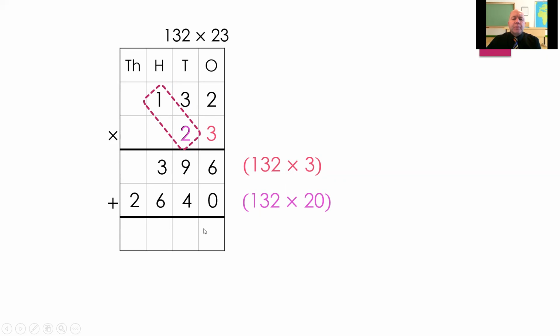2 lots of 1 is 2. Okay. And our final step, add it all through. 6 plus 0 is 6. 9 plus 4 is 13. So our 3 goes in the answer.